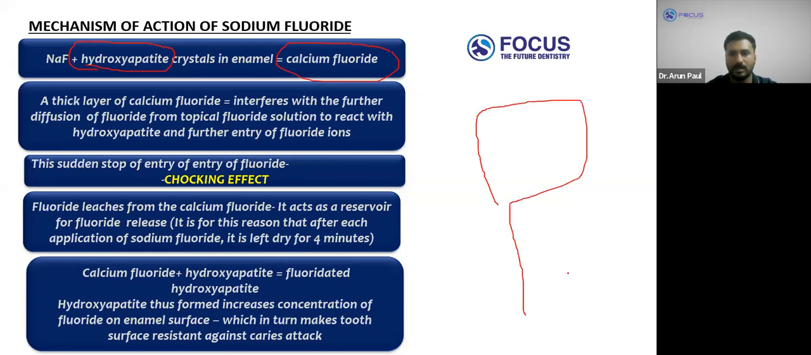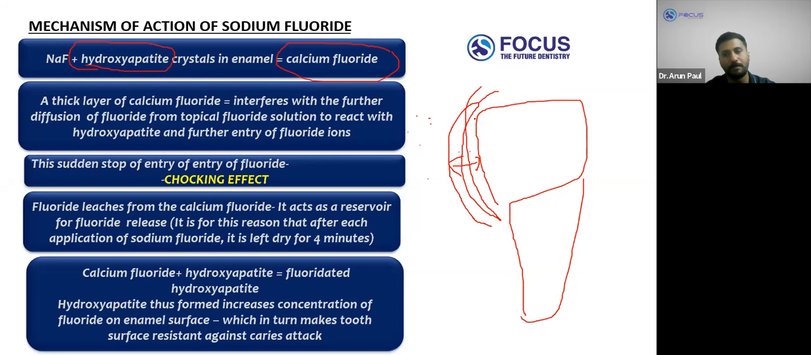So you have a tooth here. You always have a biofilm here, the plaque biofilm, and here you have the oral environment. This is the interface where remineralization and demineralization happen, that is, the plaque biofilm and tooth interface. This is a very critical area. So calcium fluoride forms a thick layer over here, and when more calcium fluoride starts forming, this interferes with the further diffusion of fluoride from the topical fluoride onto the tooth surface. Thereby, it prevents the entry of fluoride.